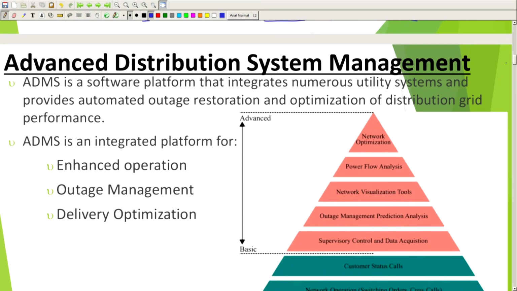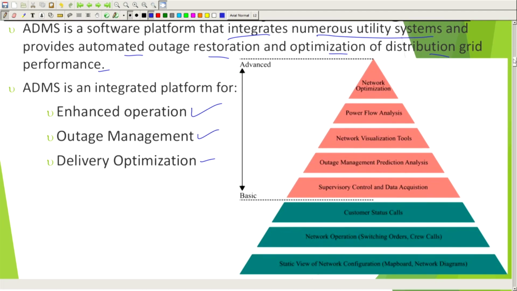ADMS is a software platform that integrates numerous utility systems and provides automated outage restoration and optimization of distribution grid performance. ADMS is an integrated platform for enhanced operation, outage management and delivery optimization. As we speak about economic operation, it also includes how to effectively utilize the existing resources in the distribution system to optimally engage them in different operating scenarios.